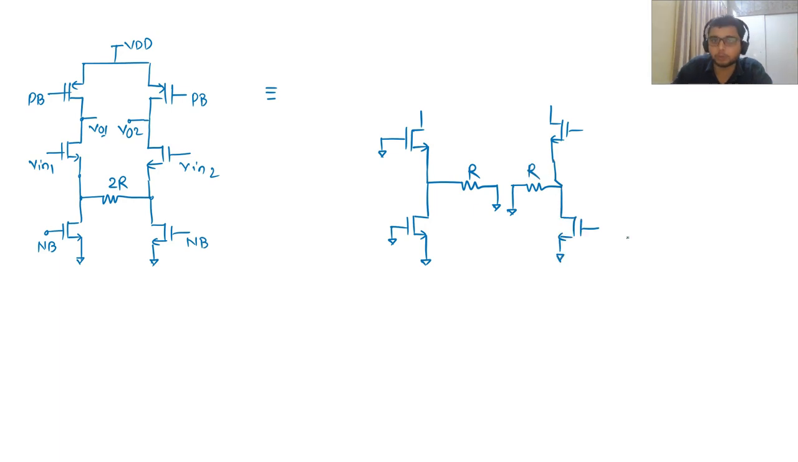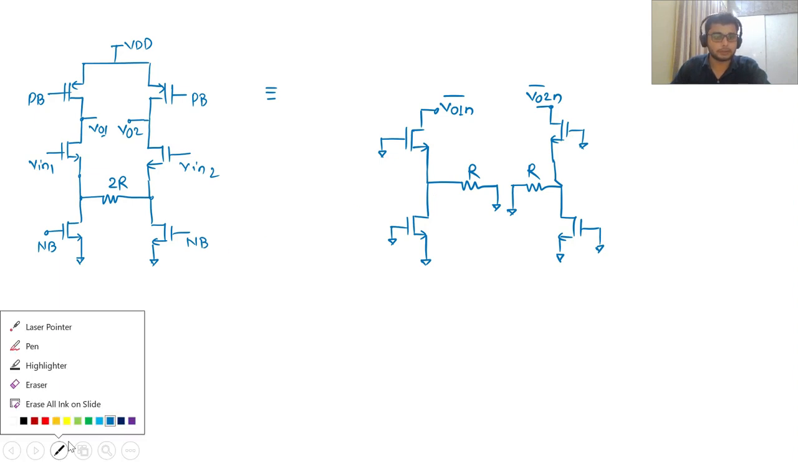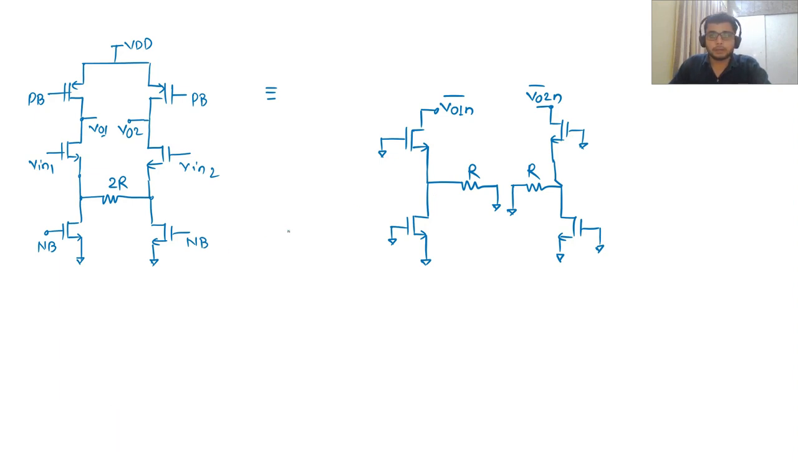Okay, so 2R can be split like this. Now we will see the noise contribution at both outputs. Out one noise, and this I call out two noise. I'm not writing "out" completely, it takes more space. So what we'll see, and now we'll see one thing.